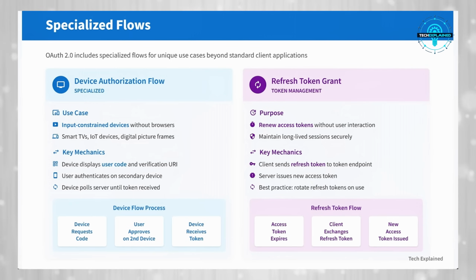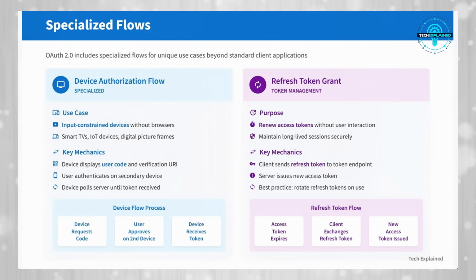The process is clever. The device makes a request to the authorization server and receives a user code and a verification URI. It displays these to you, and you then use a secondary device, like your smartphone or laptop, to navigate to the URI, log in, and enter the code to approve the request. Meanwhile, the input-constrained device polls the authorization server until it receives an access token. This flow decouples authentication from the device itself, making it possible for devices with limited input capabilities to securely access protected resources.